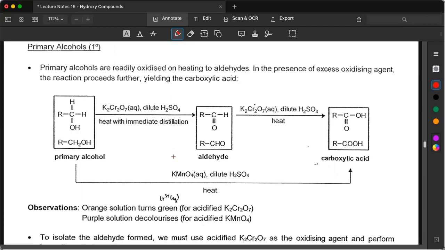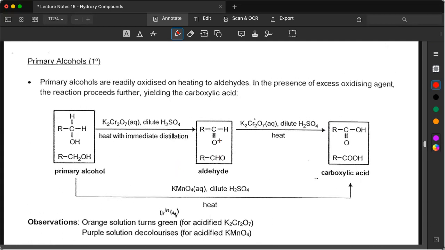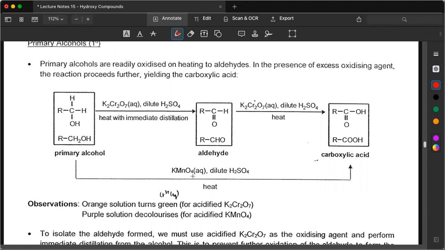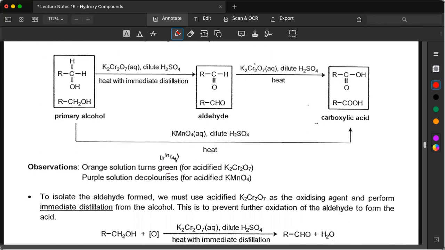So the extent of oxidation will determine the product formed. But if you use potassium manganate, it will produce the carboxylic acid directly without forming the aldehyde in the intermediate step. And these are the observations that you should be very familiar with.